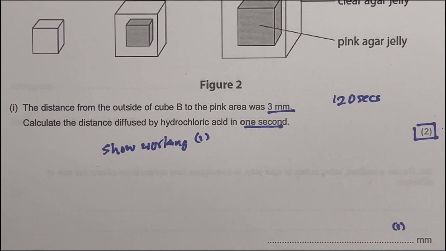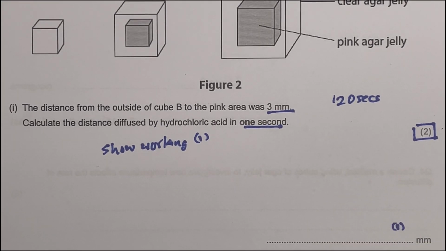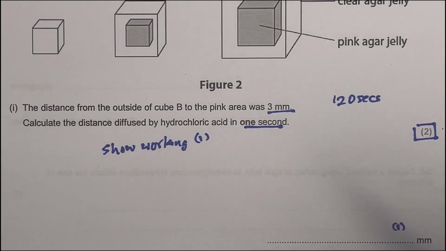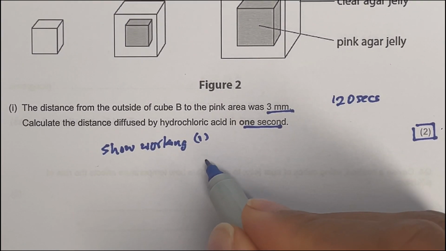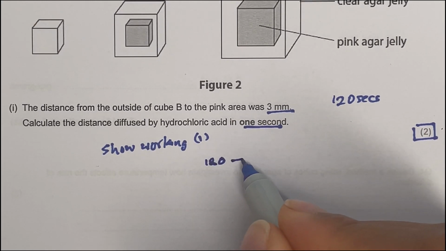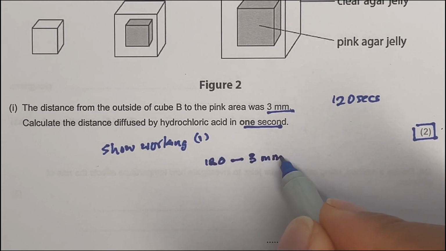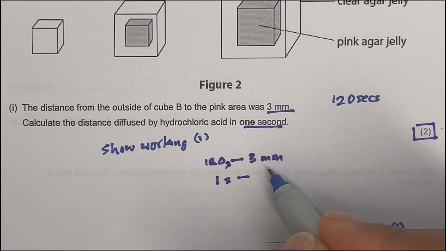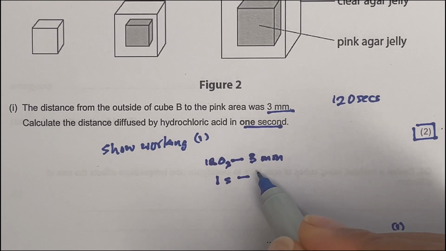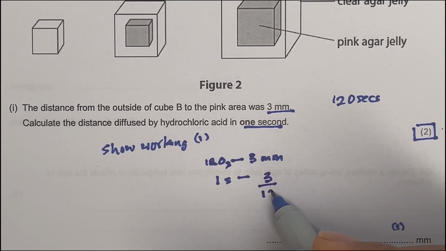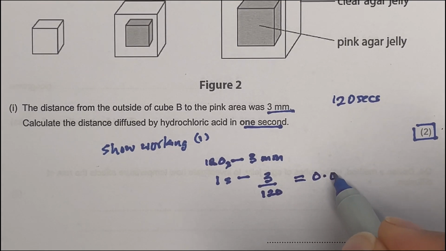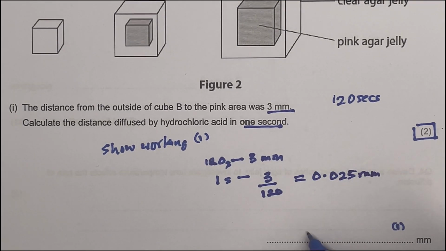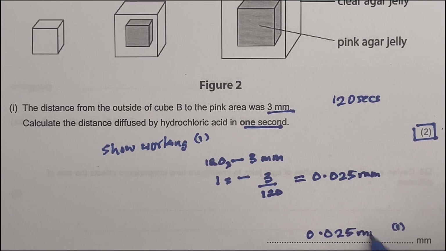Okay. So my working out would be, if in 120 seconds the distance was 3 millimeters, we're looking for 1 second. So what do I do? 120 seconds is 3 millimeters. So I'm looking for 1 second. 1 second would definitely be less than 3 millimeters. So applying my maths skills, it would be 3 divided by 120. That would give me 0.025 millimeters. So my answer would be 0.025 millimeters.